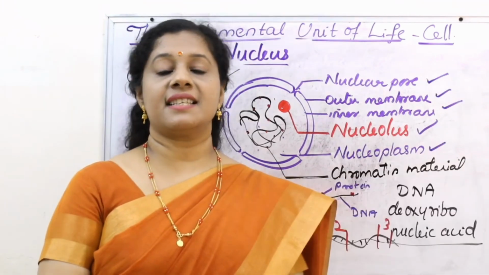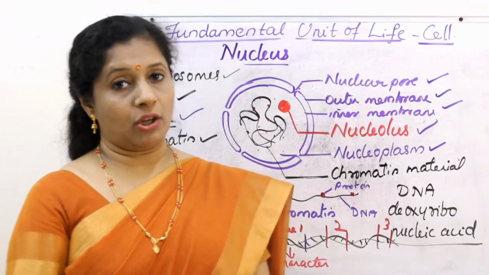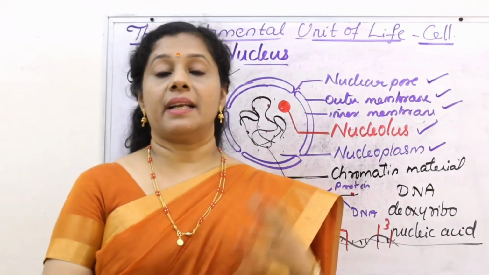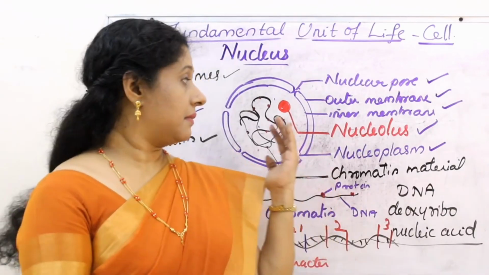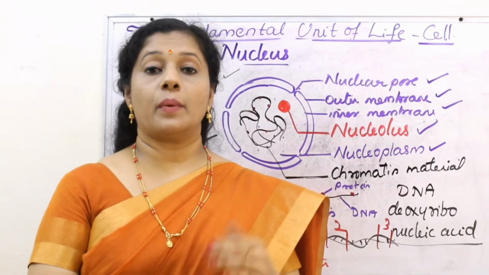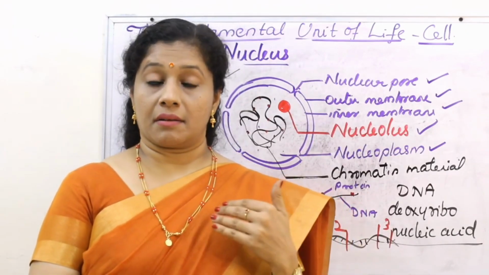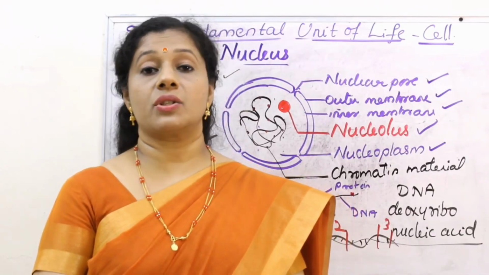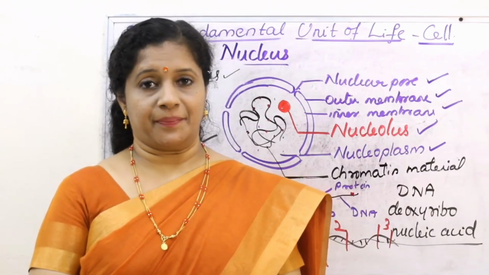So if we discuss the functions of the nucleus, I told you the nucleus is like the brain of a cell, right? So the brain controls all the functions of our body. The same way the nucleus is controlling all the functions of the cell. It determines the way in which the cell will develop, or all the activities of the cell are also controlled by the nucleus, and also it controls the cell division.